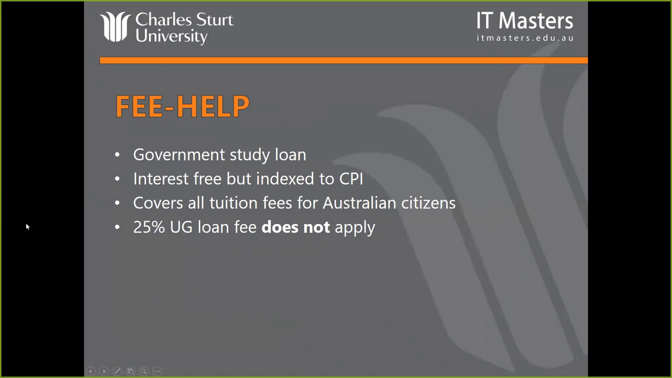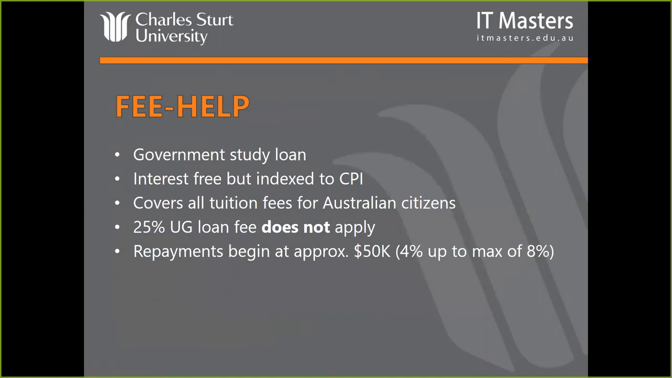Again, we've had people come back from accountants with the wrong information here. There's no study loan fee on this. That's the undergraduate bachelor 25% fee. There's no fee on this. But the bad news for you is you do have to pay it back, and repayments cut in at about that level and, depending on what you earn, go up to a maximum of 8%. So that would come out of your pay.